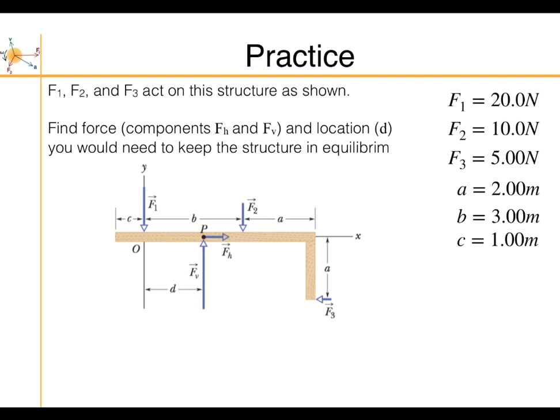Okay, so we want to find F vertical, F horizontal, and D. The way you do that is we set up our sum of the forces in the x direction equals 0, our sum of the forces in the y direction equals 0, and our sum of the torques equals 0. For our torques, we're going to pick the torque around the origin here.